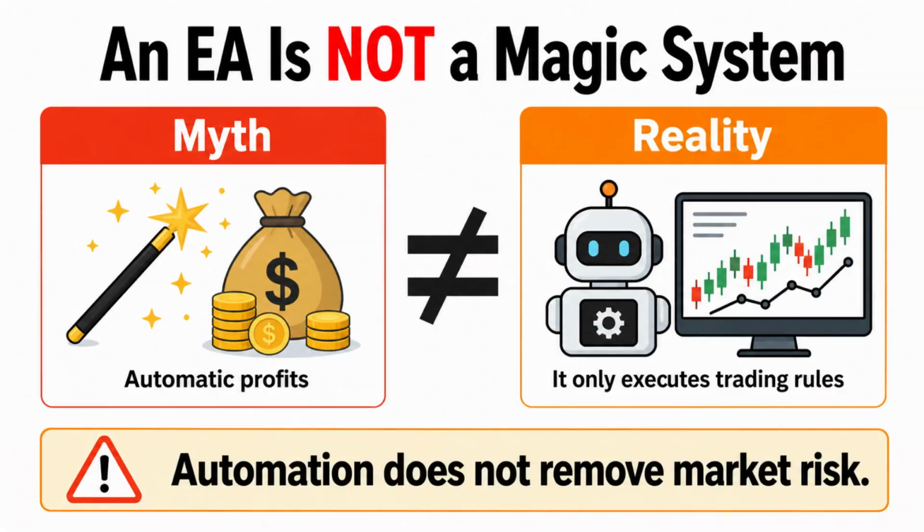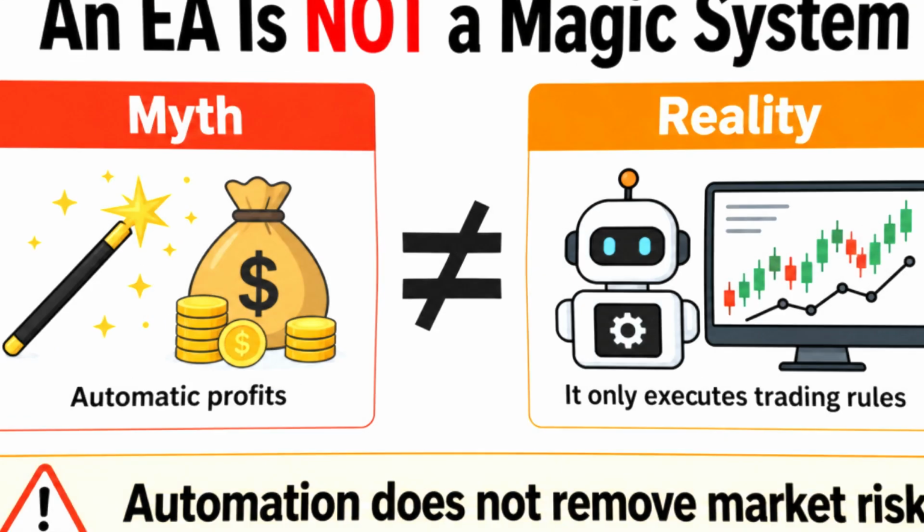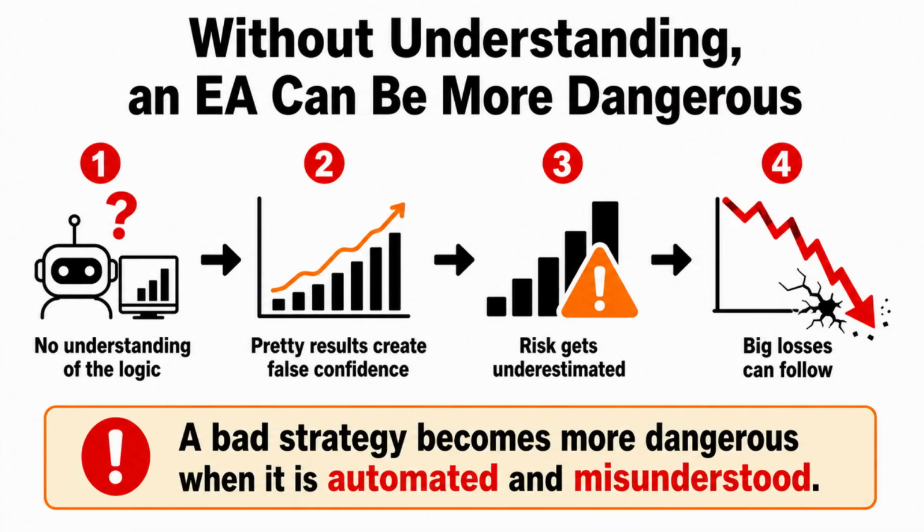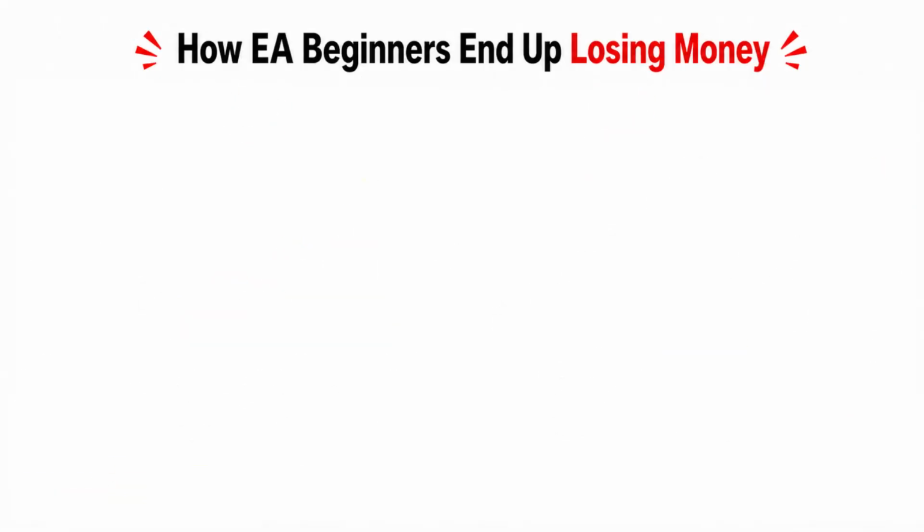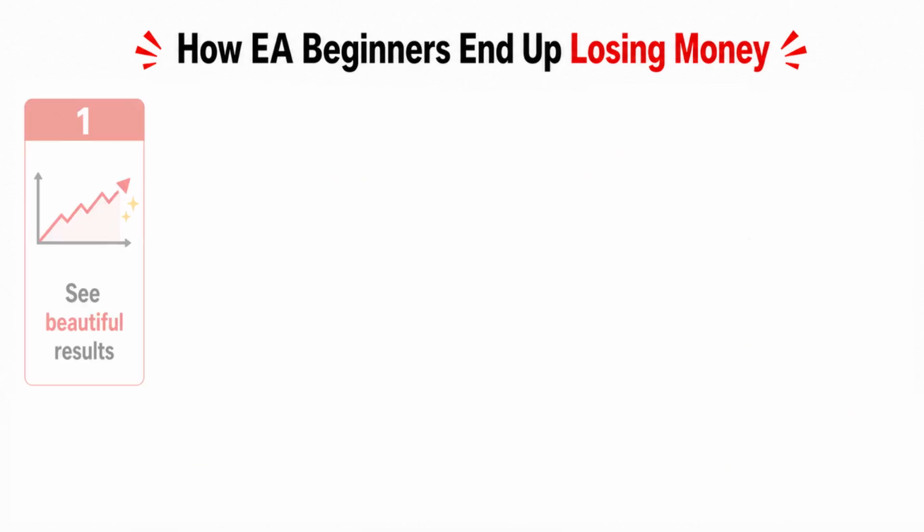But let me be clear from the beginning. An EA is not a magic system. In fact, if you use an EA without understanding how it works, it can be even more dangerous than manual trading. The pattern of beginners losing money with EAs is often very similar.